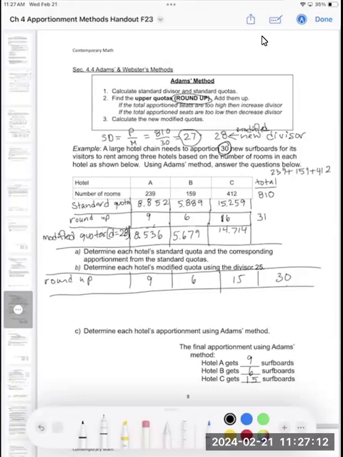So let me know if you have any questions. And like I said, you're going to feel like you're kind of guessing and checking a little bit. But if you follow these rules, and these are rules that are good for all the divisor methods, that's Adam's method, Jefferson's method, Webster's method, and actually the Huntington-Hill method too. The rule is, if the total apportioned seats are too high, then increase the divisor. And if the apportioned seats are too low, then decrease the divisor.